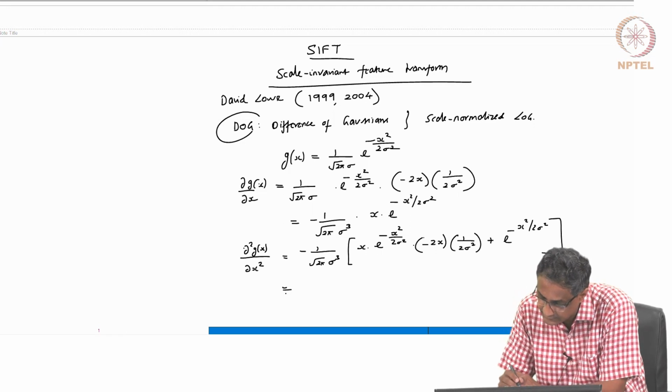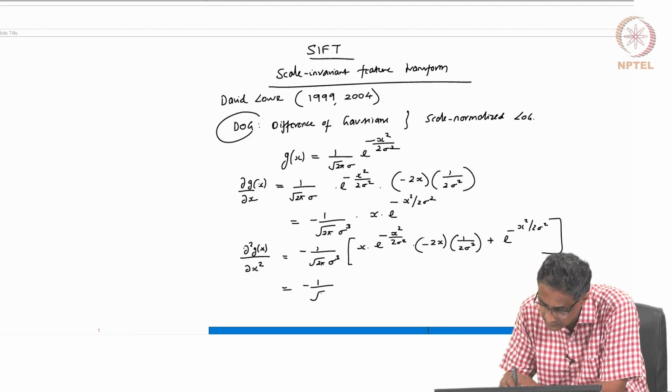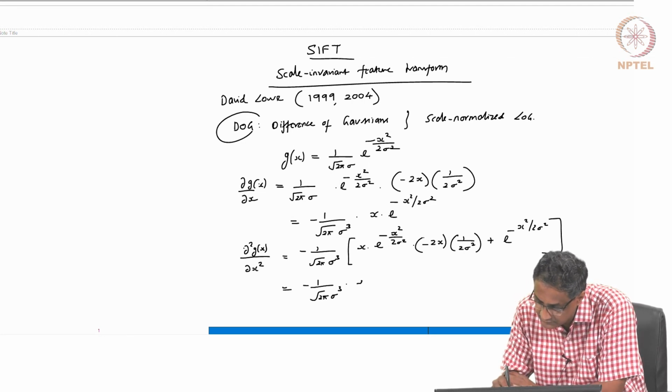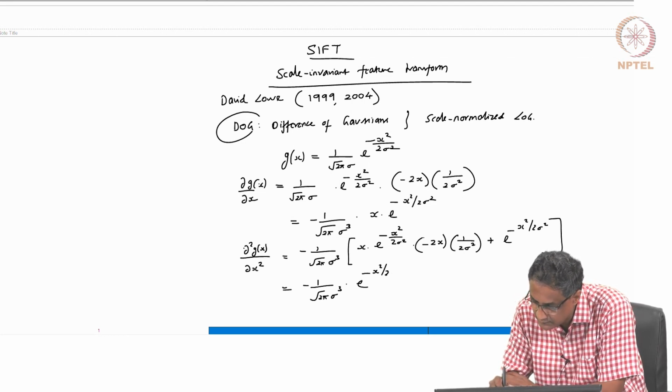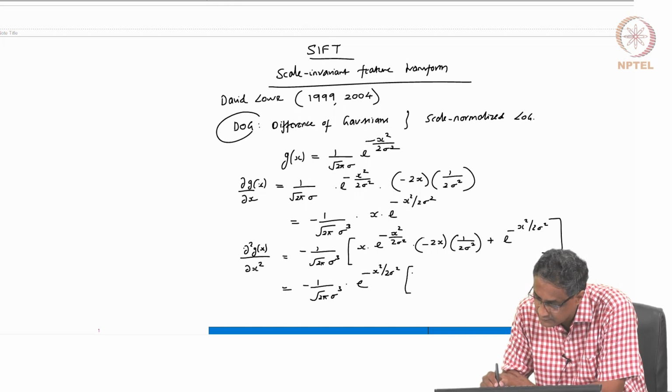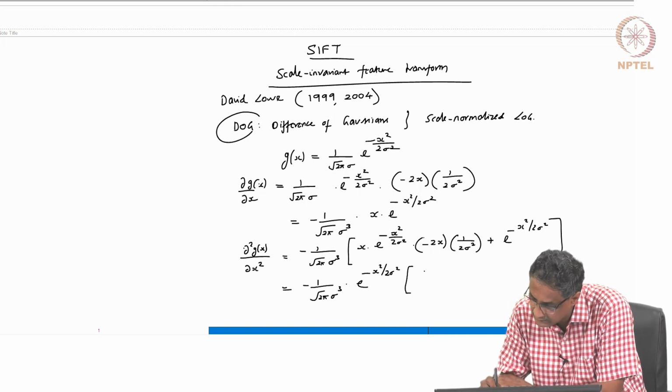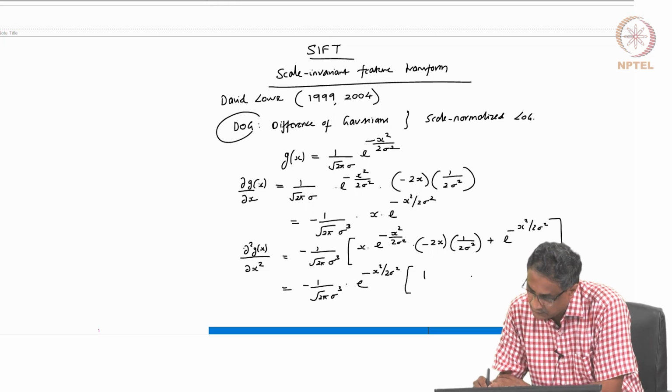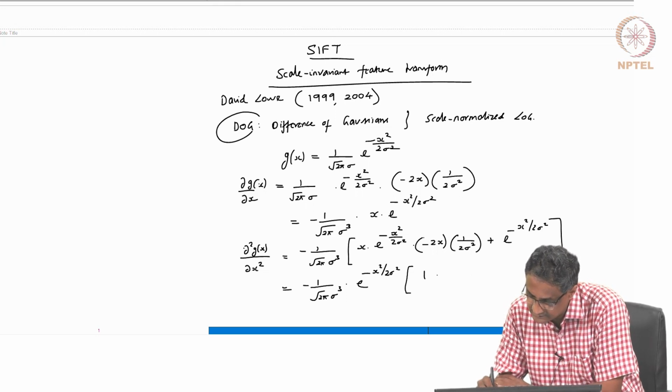So then you get minus 1 by root 2 pi sigma cube, and let's pull out this e raised to power minus x square by 2 sigma square, and then we will get 1 minus x square by sigma square, as the 2 and 2 will cancel.